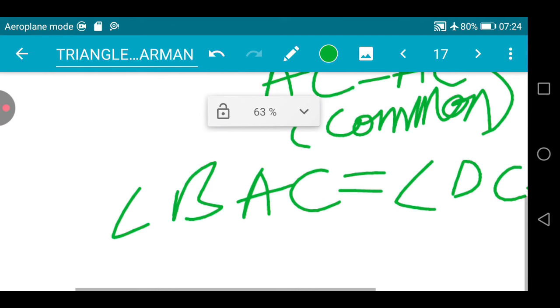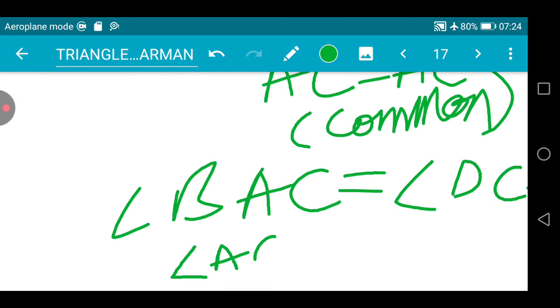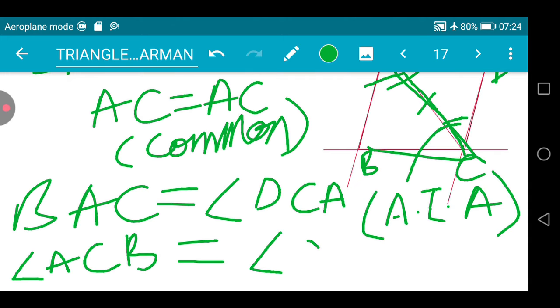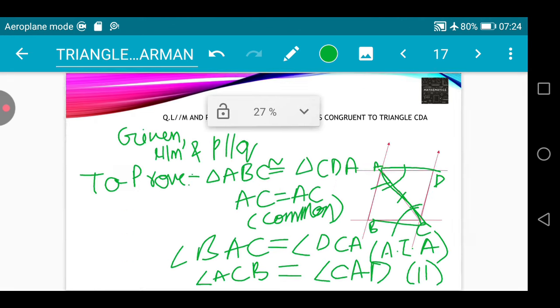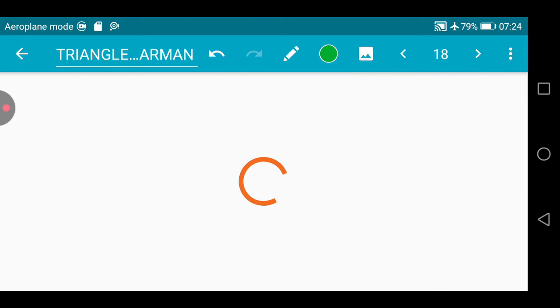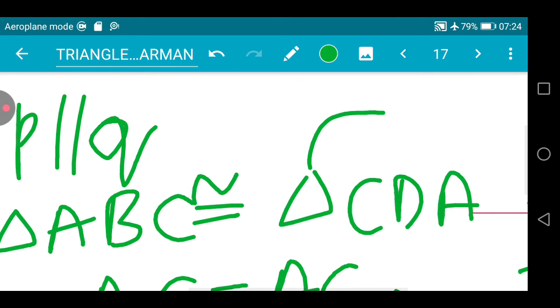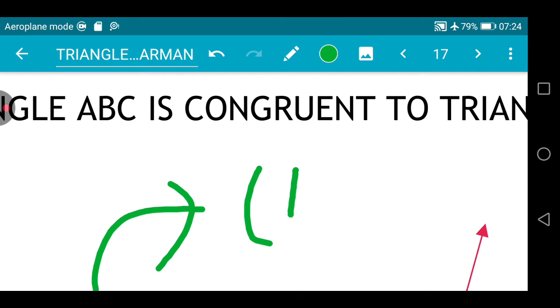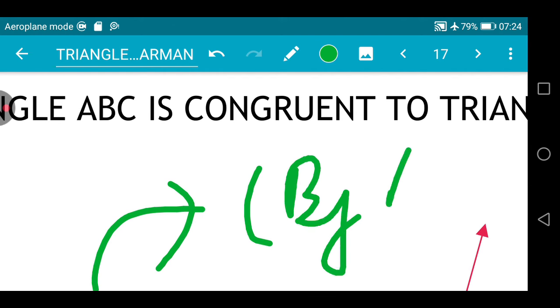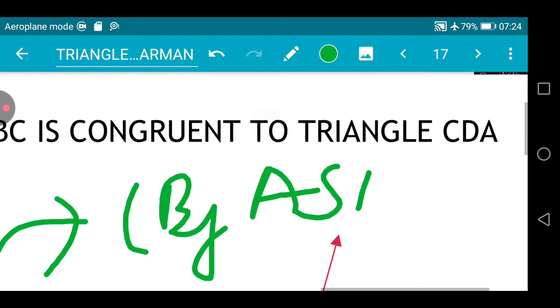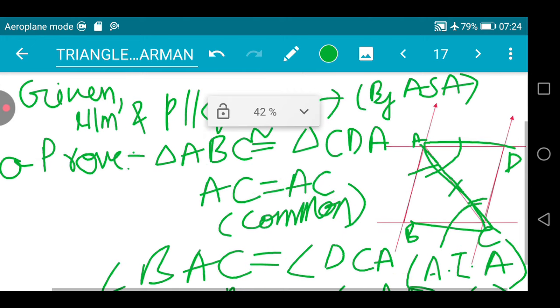So again, angle ACB is equal to angle CAD, again alternate interior angles. In this way we have proved triangle ABC is congruent to triangle CDA by angle side angle. What is here? Two angles and the included side.